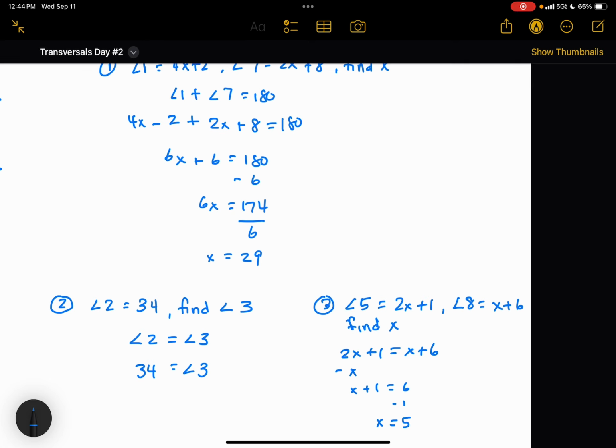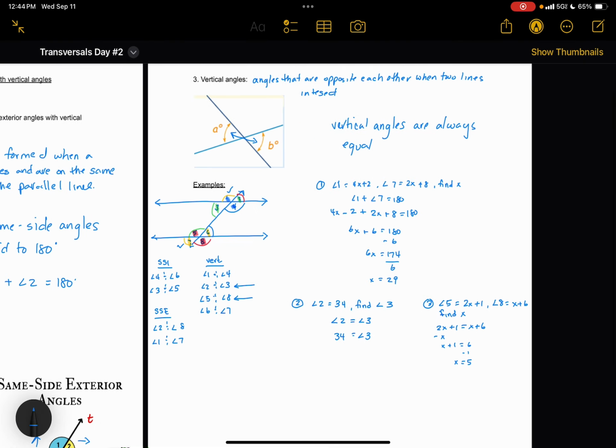All right, so that is how we're going to do same side interior, same side exterior, and vertical angles.